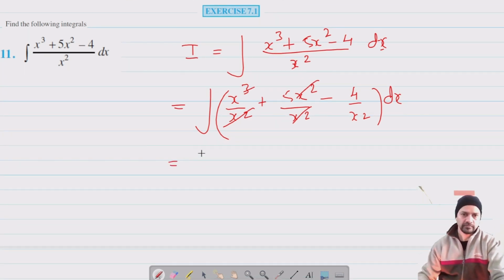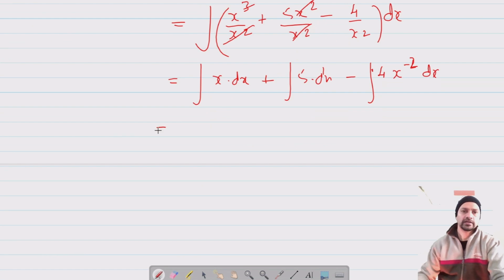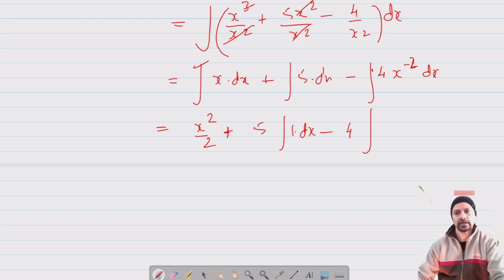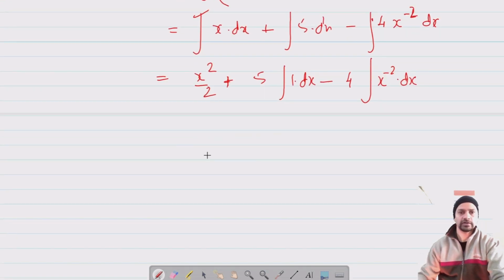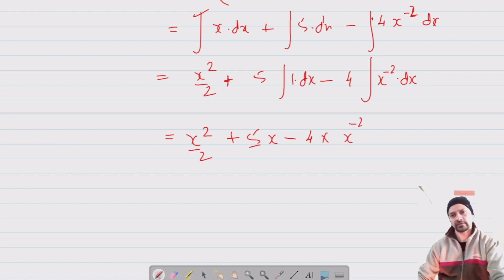So we have to do the integration of x into dx. Let's separate the integrals. It's x into dx plus 5 into dx minus 4 into x raised power minus 2 into dx. And integration of x is x squared by 2. 5 is out. We are left with 1 into dx. It's 4. And integration of x raised power minus 2 into dx. So this is x squared by 2, 5 integration of 1 is x, minus 4 into integration of x raised power n, which is x raised power n plus 1 upon n plus 1 plus c.